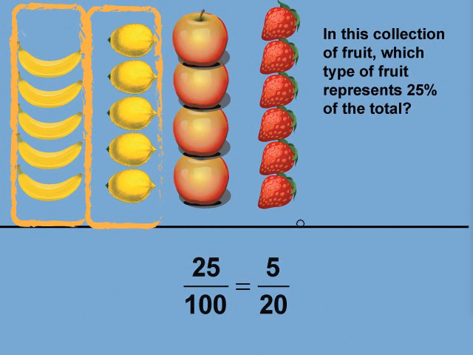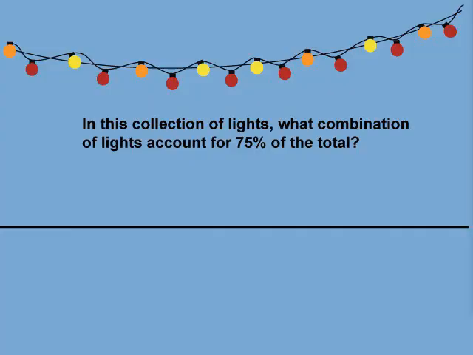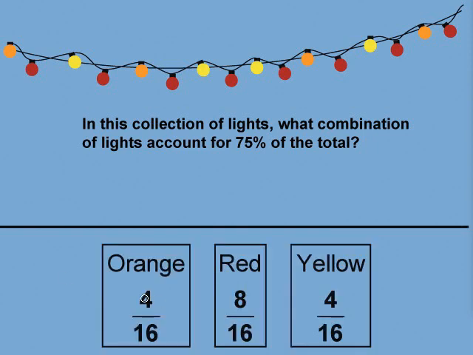Let's look at a final example. In this collection of lights, what combination of lights accounts for 75% of the total? There are a total of 16 lights. Here are the ratios for orange, red, and yellow. Orange is 4 out of 16, red is 8 out of 16, and yellow is 4 out of 16.